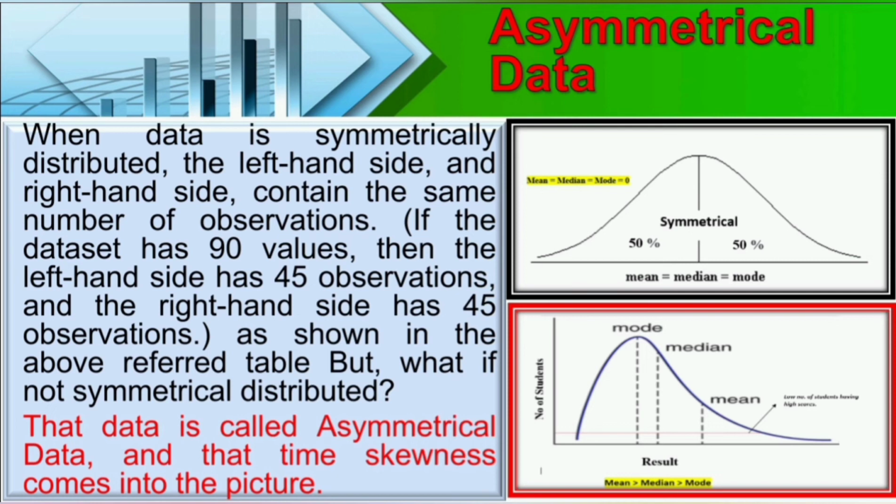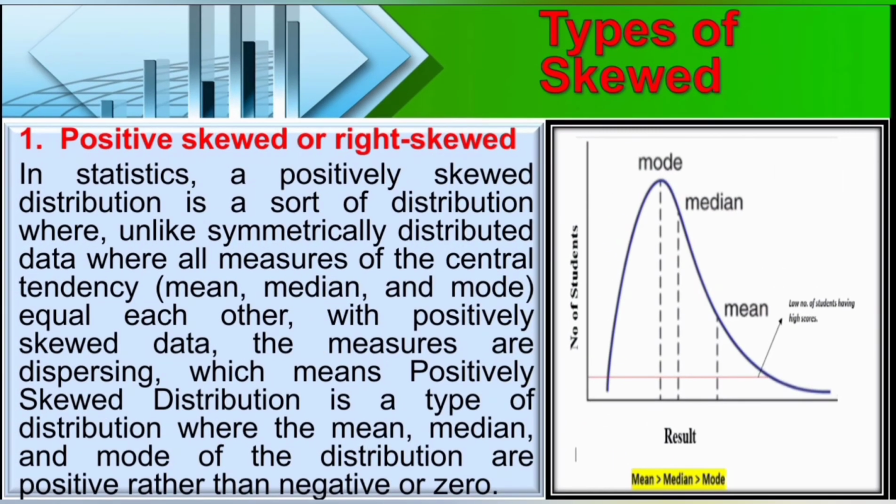But what if it is not symmetrically distributed? That data is called asymmetrical data, and that is when skewness comes into the picture, as shown in the red outline. Types of skewness. Number 1, positive skewed or right skewed.